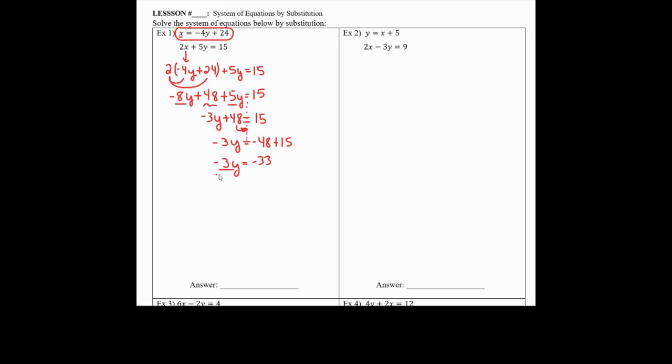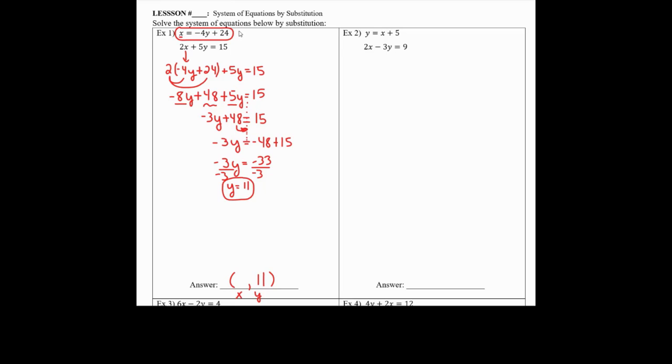To get the y alone, we divide both sides by negative 3. So y equals 11. So that means we found part of our answer. We found that the second number here is 11. Because remember, the first number is x, second number is y. So we found y equals 11. Now, we need to find x.